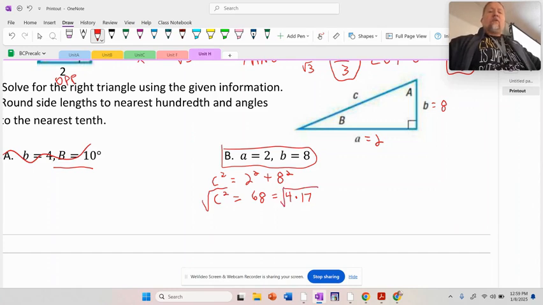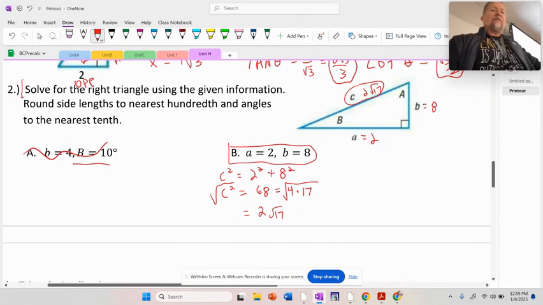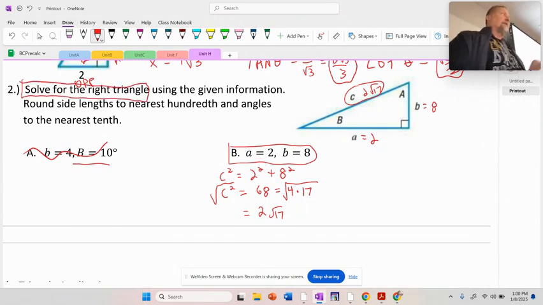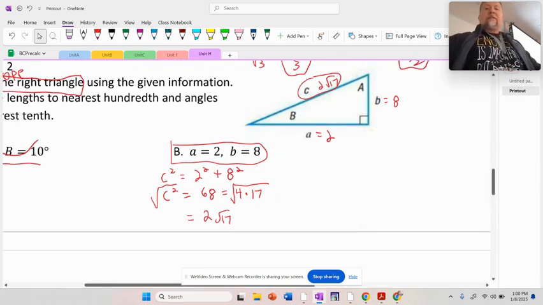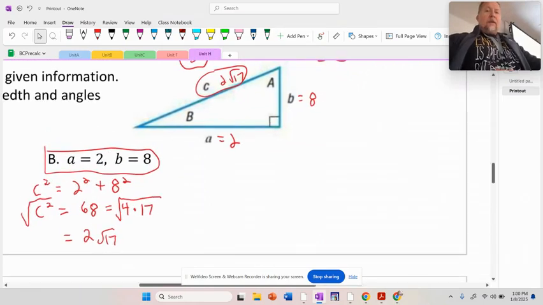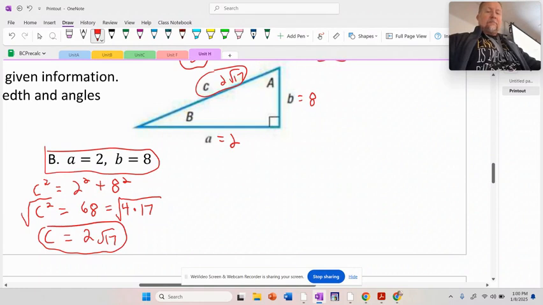What's the square root of 4? That's why I did this. 2. 2 root 17, right? So, sorry, in my blabbering and talking about my shirt and all this other stuff. This is what it means to solve a right triangle. You find every single missing part. Okay? All right, so 2 root 17. And we can put that up there, write it. It's right here. You got it listed and circle it.